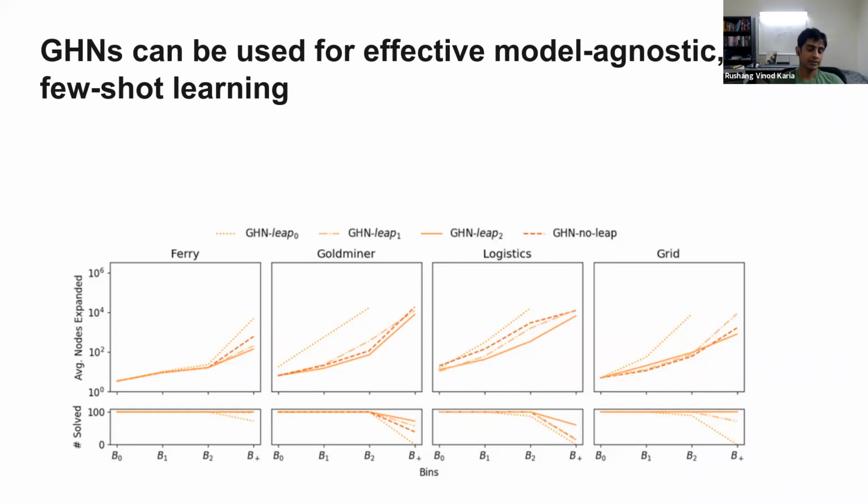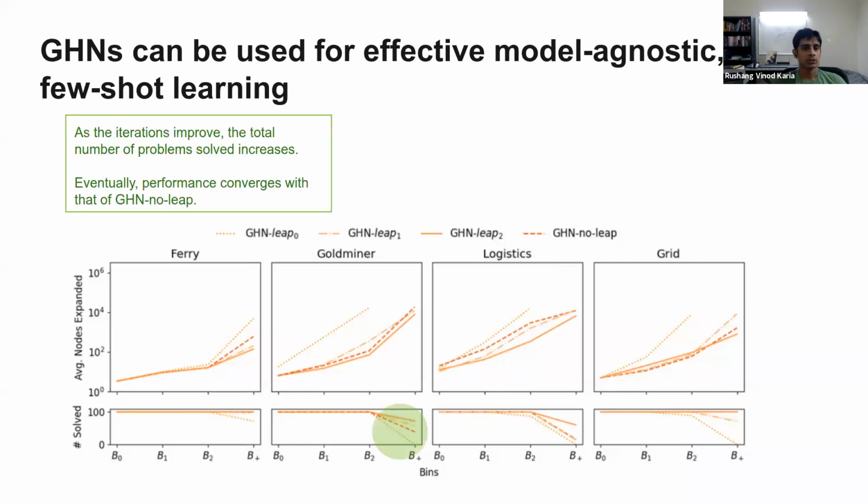GHN no-leap is the configuration, the dashed line, which used training data generated externally, whereas GHN leap 0, 1, and 2 are the ones which use leapfrogging. As the iterations improve, as we move from leap 0 to leap 1 to leap 2, we can see that the total number of problems solved in B+, which indicates the generalization capabilities to tasks which are not in the training set, increases for the later leapfrogging iterations, eventually converging or being higher than the GHN no-leap, which used externally generated training data.